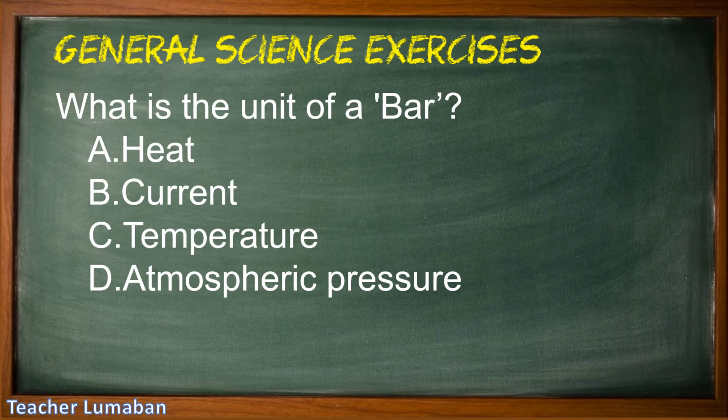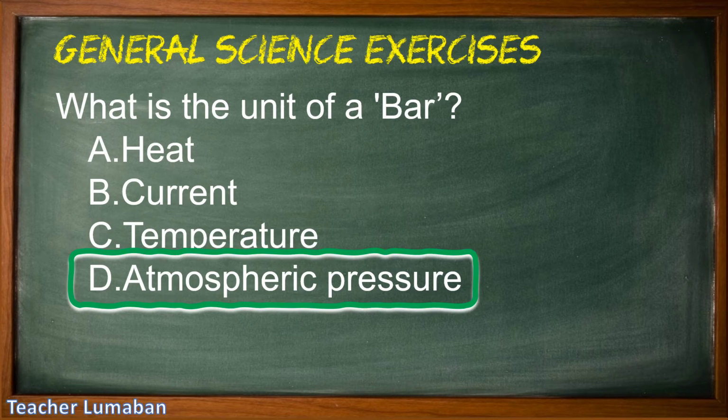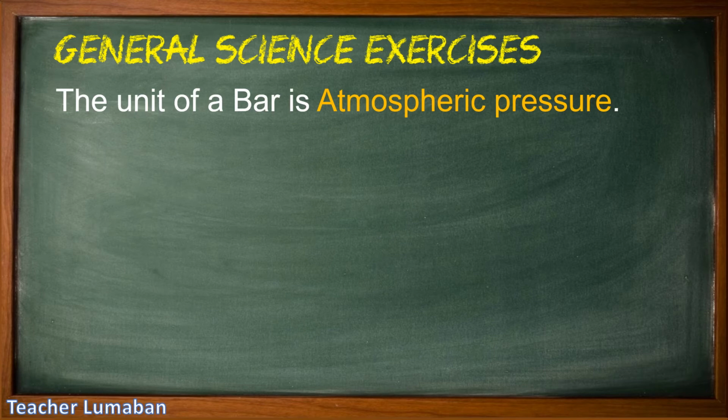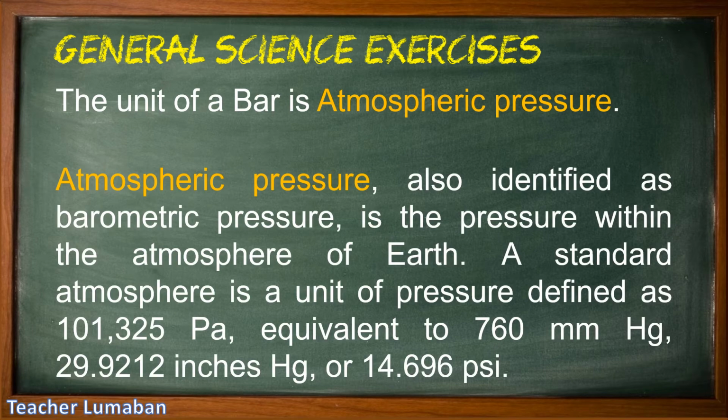The suitable description is letter D, atmospheric pressure. The unit of a bar is atmospheric pressure. Atmospheric pressure, also identified as barometric pressure, is the pressure within the atmosphere of Earth. A standard atmosphere is a unit of pressure defined as 101,325 Pa, equivalent to 760 mm Hg, 29.9212 inches Hg, or 14.696 psi.